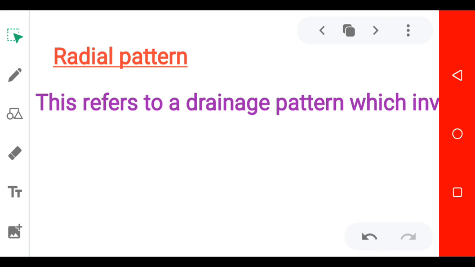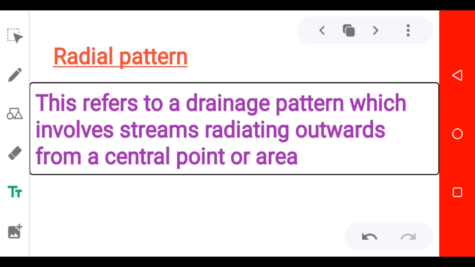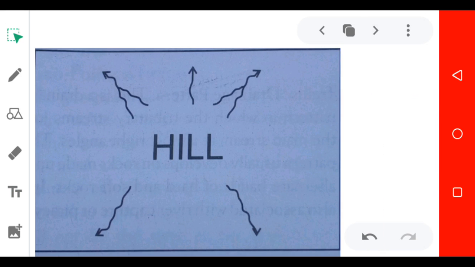Now we have the radial pattern. This refers to a drainage pattern which involves streams radiating outwards from a central point or area. It flows outwards from a central point. Like this. Can you see the streams flowing out from a hill?